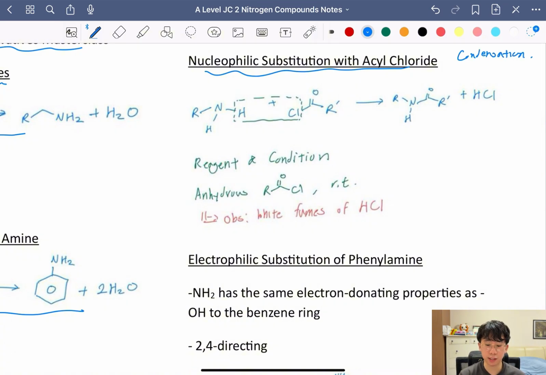And here all you're using is an acyl chloride that's anhydrous, and it can react with an amine. Under a condensation reaction, you'll get an amide over here. And the observation will be white fumes of HCl because it's the side product.